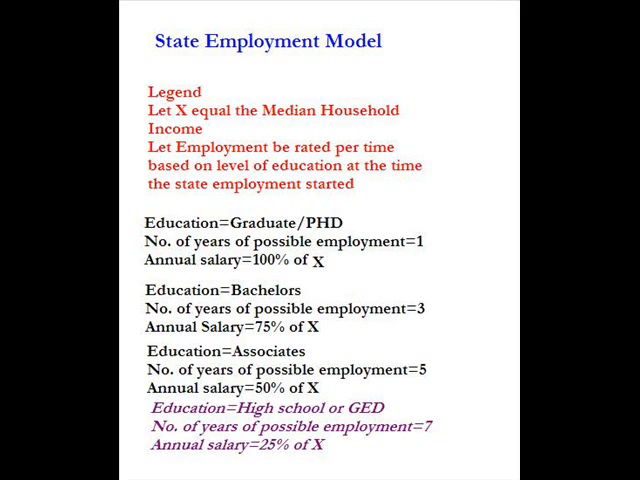People with an associate's degree can work a total of 5 years, and they will be paid 50% of the median household income as their annual salary. And individuals that enter state employment with high school or GED degrees are able to work a total of 7 years, and their annual salary will be 25% of the median household income.